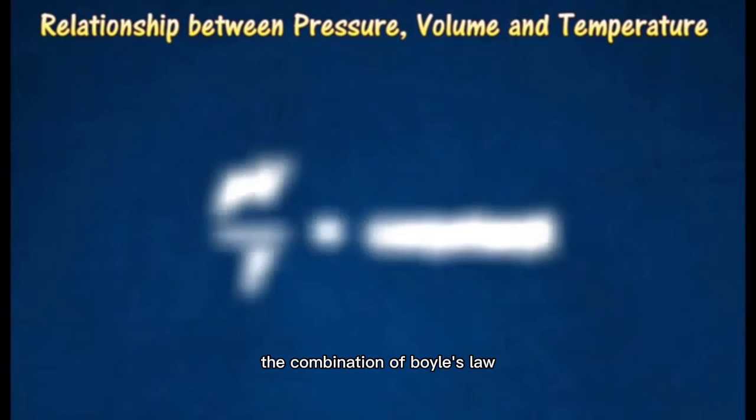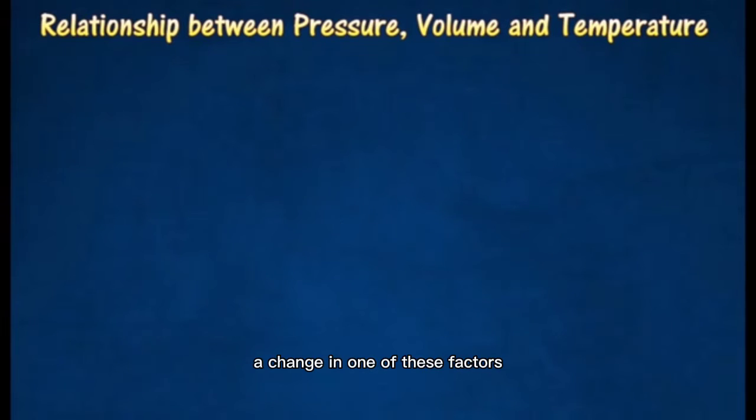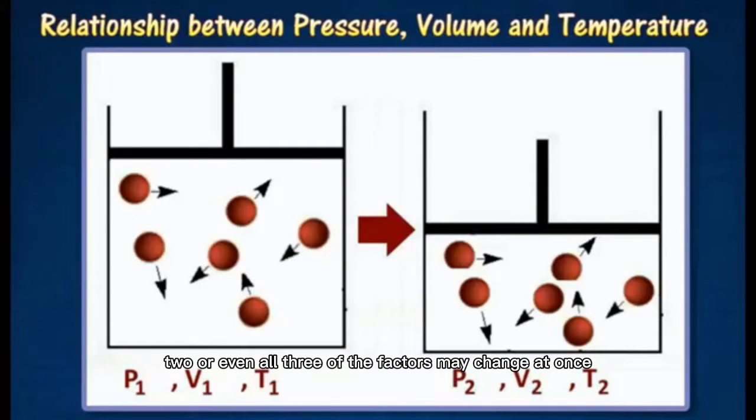The combination of Boyle's law, Charles' law and pressure law develops into the universal gas law, that shows the relationship between the pressure, volume, and temperature of a gas. A change in one of these factors always produces a change in at least one of the other two, or even all three of the factors may change at once.